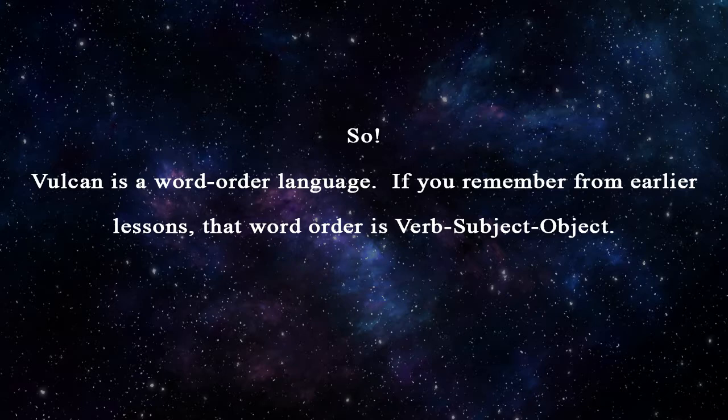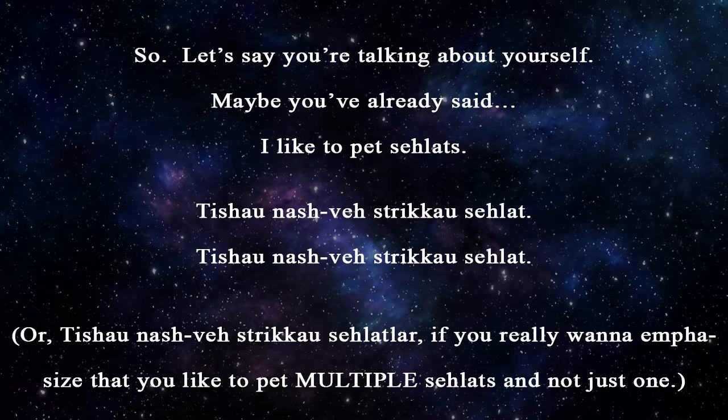So, Vulcan is a word order language. If you remember from earlier lessons, that word order is verb, subject, object. So, let's say you're talking about yourself. Maybe you've already said, I like to pet salats. Tisha nashve strikau salat. Or, Tisha nashve strikau salatlar, if you really want to emphasize that you want to pet multiple salats and not just one.